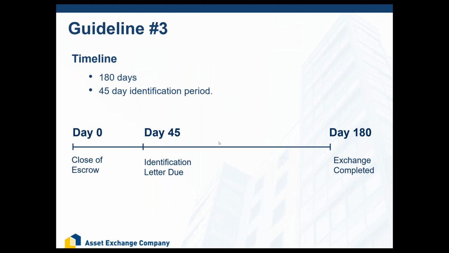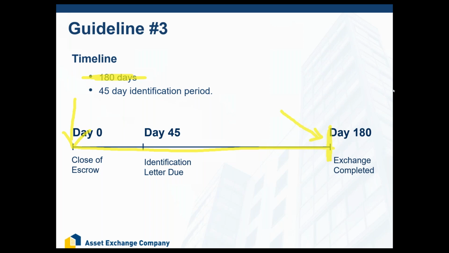Rule number 3, very important, ladies and gentlemen, get your exchange done on time. When you do a 1031 exchange, you have a total of 180 days to complete the entire process. Your 180-day time frame starts the day you close on the sale property. You got 180 days to go out and buy the replacement property and close on it. Not just get into contract. You have to close on the new property on or before day 180.